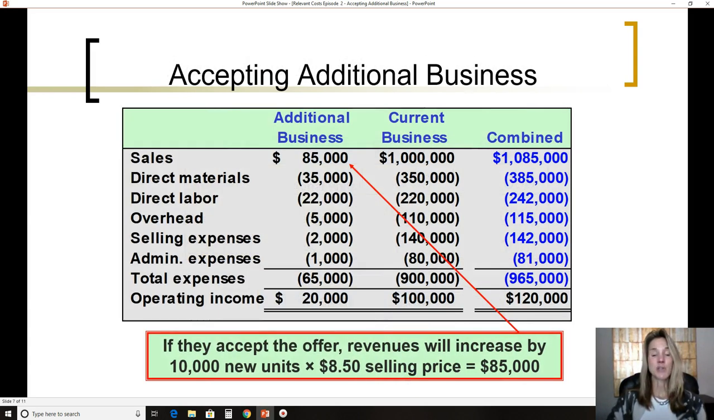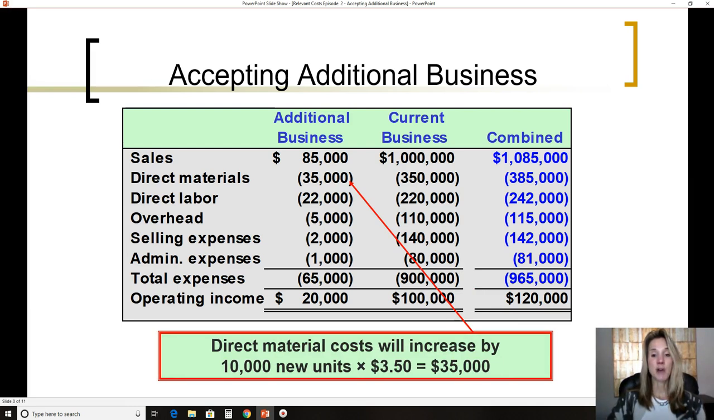What we need to do is only look at incremental revenues and incremental costs that differ among the alternatives. The sales of this one-time offer will be $85,000, which is the number of units, 10,000, times the selling price of $8.50, $85,000.